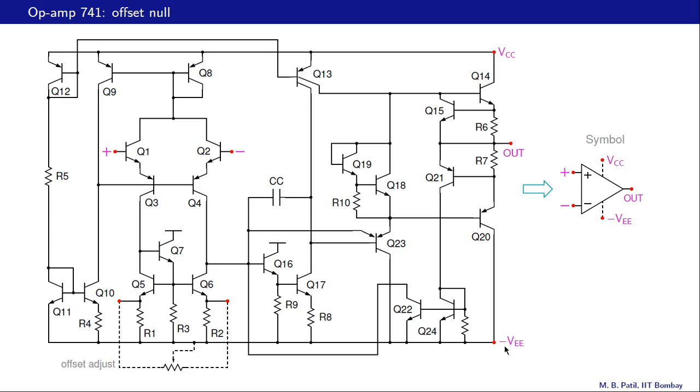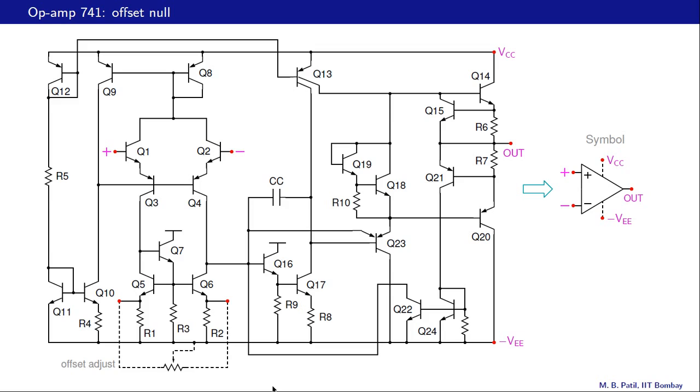To nullify the offset voltage, what the user does is to connect the non-inverting input and the inverting input together, let's say to ground, and change this wiper position until VO is made 0 or as small as possible.